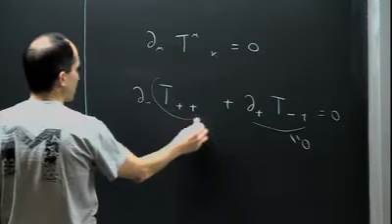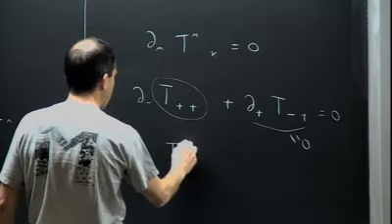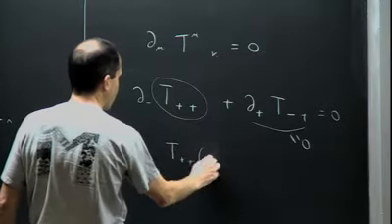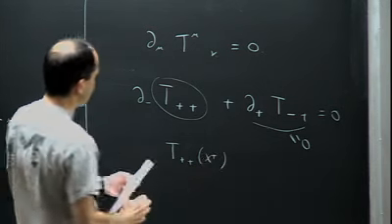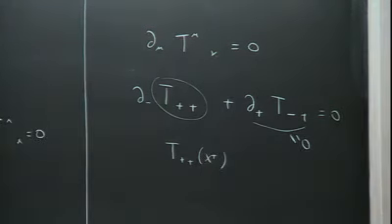Therefore, this operator depends only on x plus, right? So this depends only on x plus and has no dependence on x minus. Okay. And similarly, T minus minus will depend only on x minus. Right?